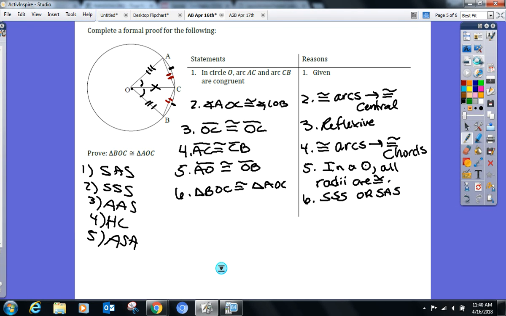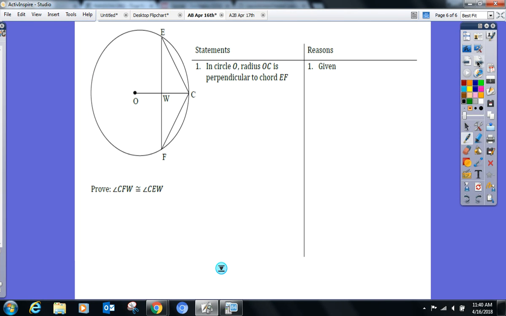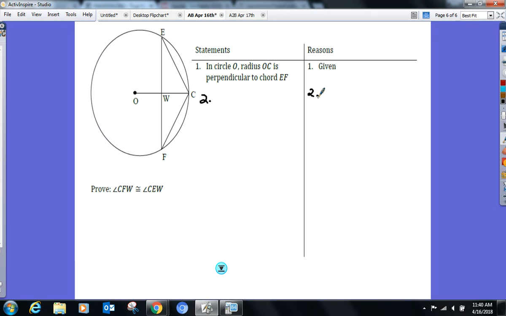I want to try to get through the next proof if I can. I changed up the proof statement. Don't prove triangles, prove a pair of angles. But still, what do you need to tell me? If I'm going to get those two angles, CFW and CEW congruent, still got to prove the triangles. Let's start there. I got radius OC is perpendicular to chord EF. Got it. So really, there's the given.